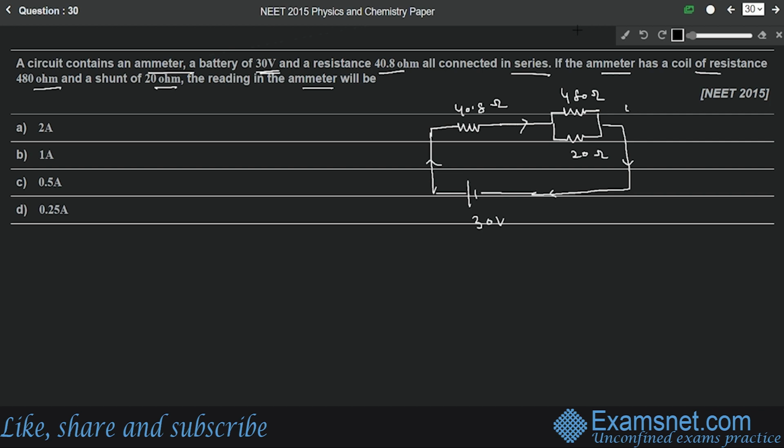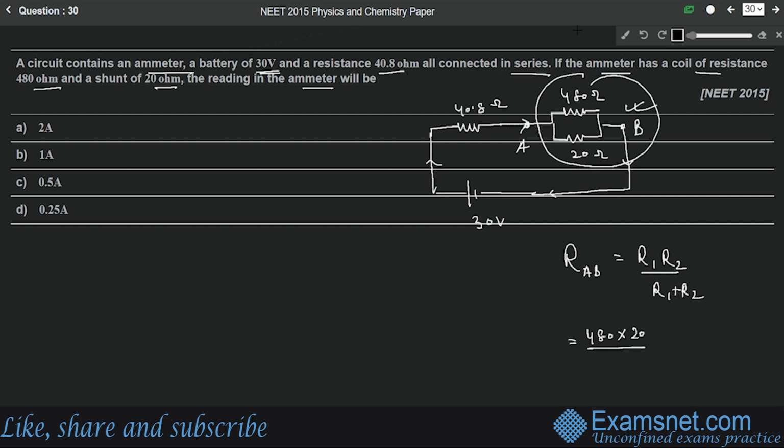Now for this part, where the coil of resistance 480 ohm is connected in parallel with the resistance of 20 ohm, let's say this is point A and this is point B. Then the resistance between AB will be equal to R1 R2 upon R1 plus R2, right? Because these are in parallel. So 480 into 20 ohm upon 480 plus 20, that means 500. On solving this, we'll get 19.2 ohm. So this is for this part only, A and B.